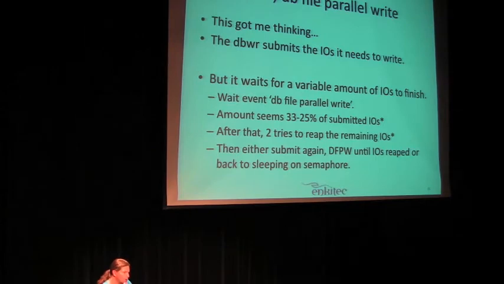I started thinking about this because I found this was not what I expected the database writer was doing. The database writer clearly submits the IOs it needs to write. It then waits for a variable amount of IOs to finish in the wait event DB file parallel write, which seems to be 33 to 25% of the submitted IOs. It then does two non-blocking IO get events to read some more, and then it either submits again or goes into DB file parallel write for a subset of the IOs in flight and just circles through until all the IOs are finished, and then goes back to sleeping.